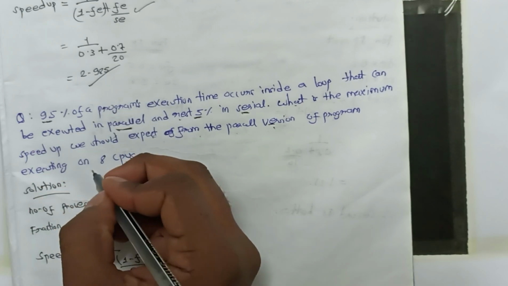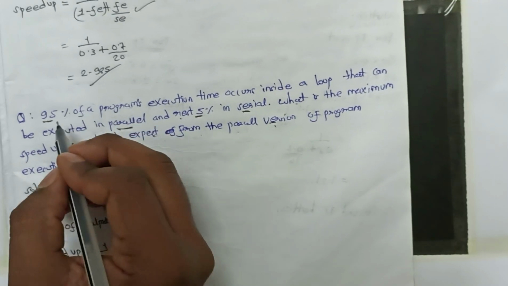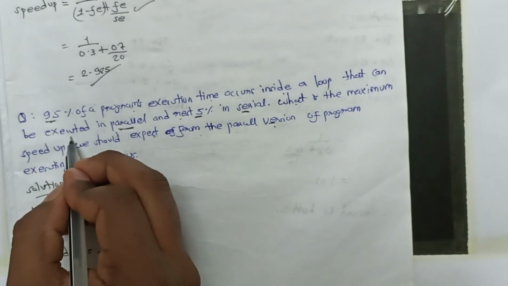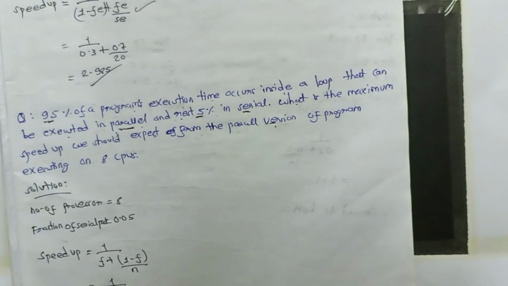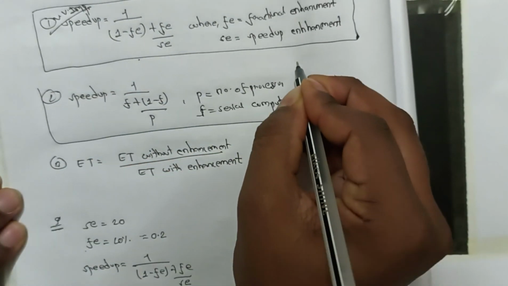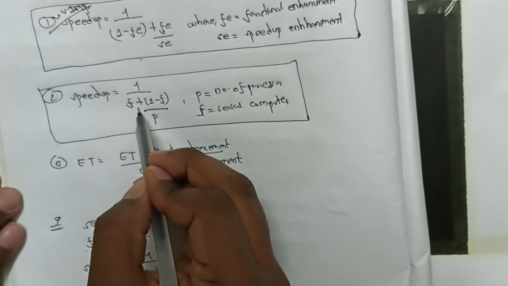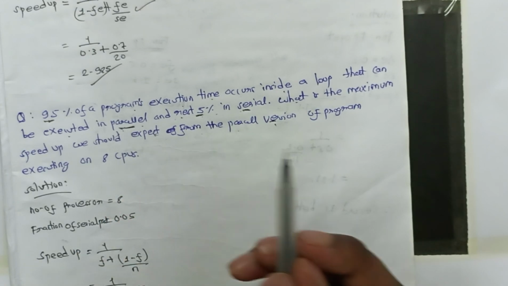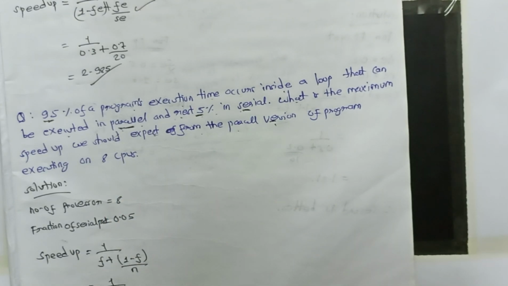In this question, we are using another formula. Let's take 95% of the program execution time occurs inside a loop that can be executed in parallel, and the rest 5% is serial. When the question is talking about parallel and serial computation, then we use the second formula that I taught in the previous lecture. Speed up is equal to 1 by F plus (1 minus F) by P. I told you P means number of processors and F means the serial fraction. So we have to use this formula in these questions. Let's solve them.